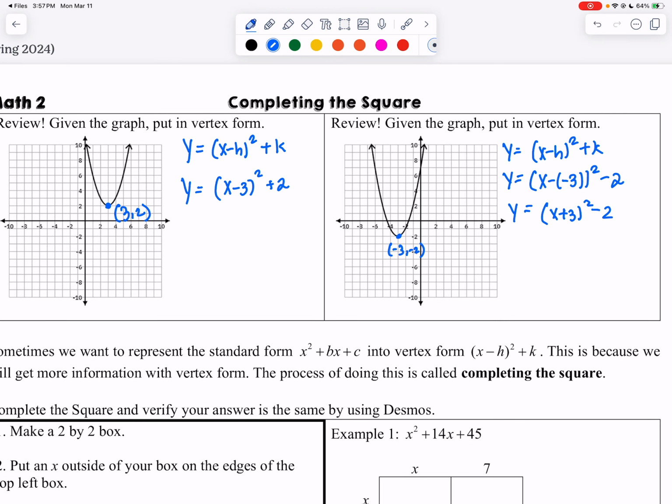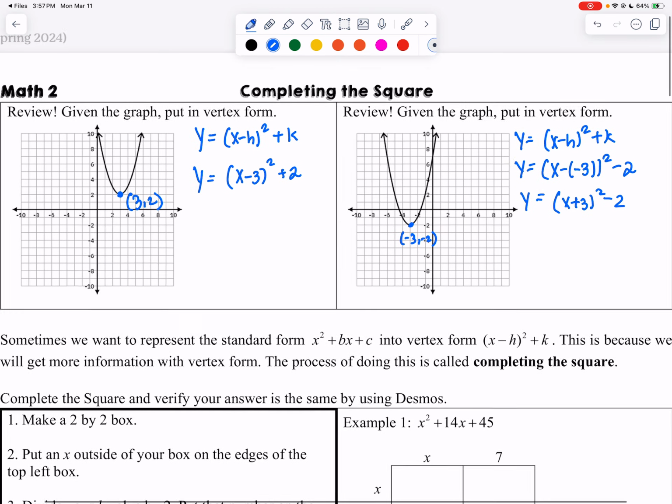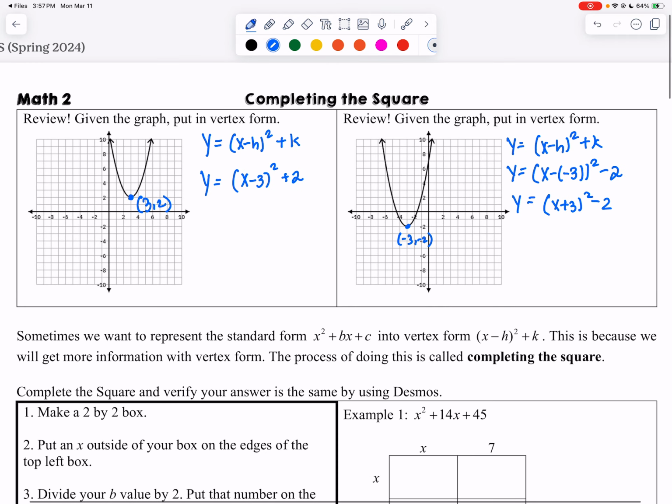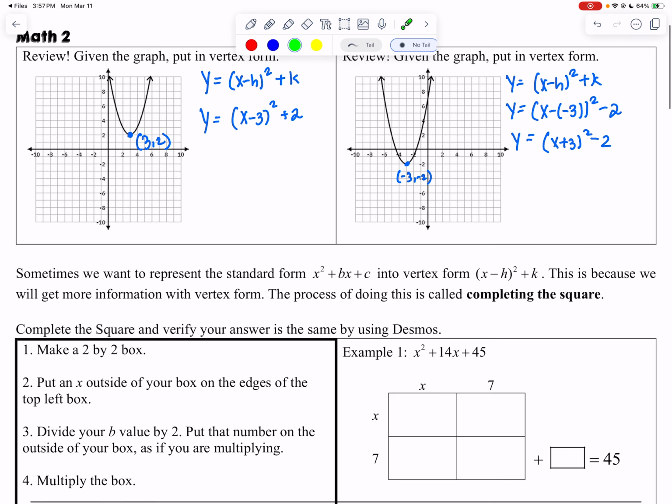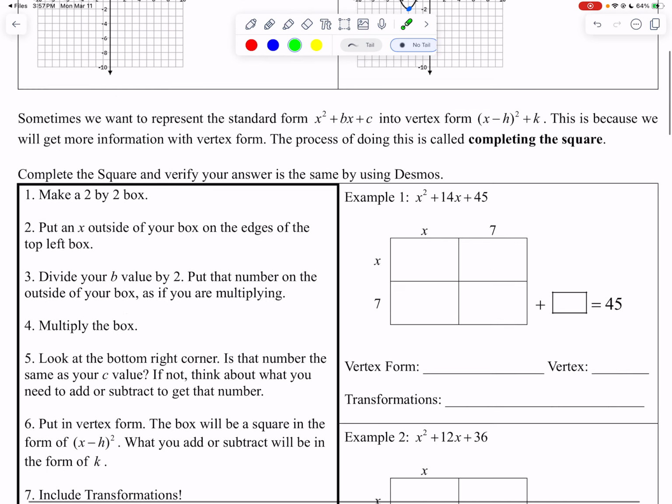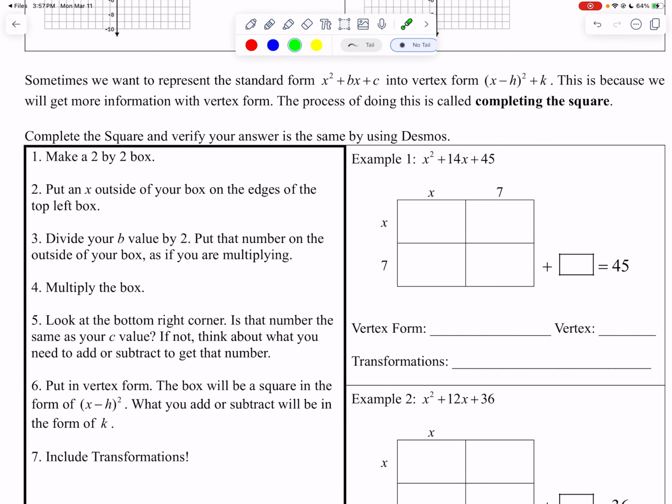All right, so here's our goal for today's lesson for completing the square. What if I don't give you the graph and I give you the standard form of a quadratic? So let's say that I give you something like this, x squared plus 14x plus 45, and I tell you to put this in vertex form by completing the square. So we have a process called completing the square to do that.